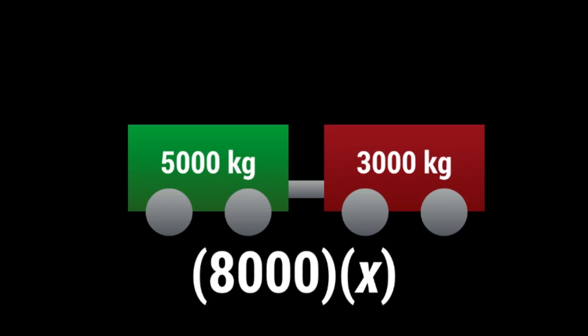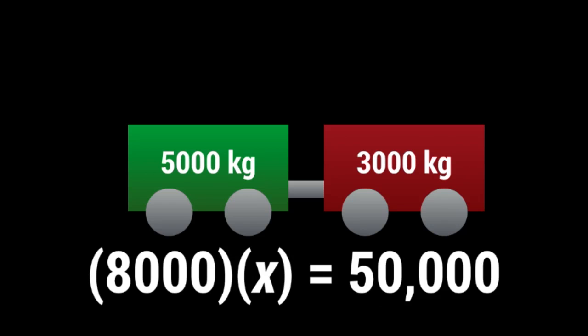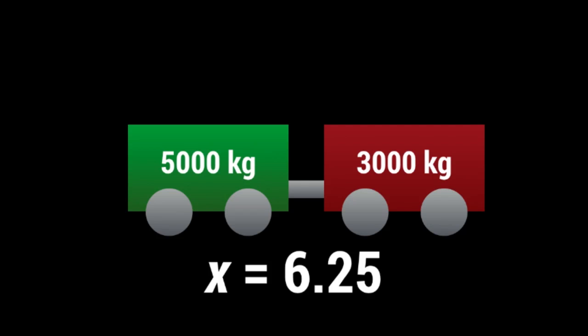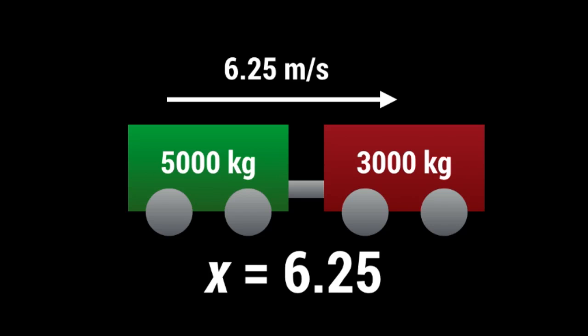As we said earlier, the final momentum has to be equal to 50,000. Solving for x, we get that x is equal to 6.25. In other words, the combined speed of these two boxcars after they collide is equal to 6.25 meters per second. And that's basically how linear momentum works and how it's conserved.